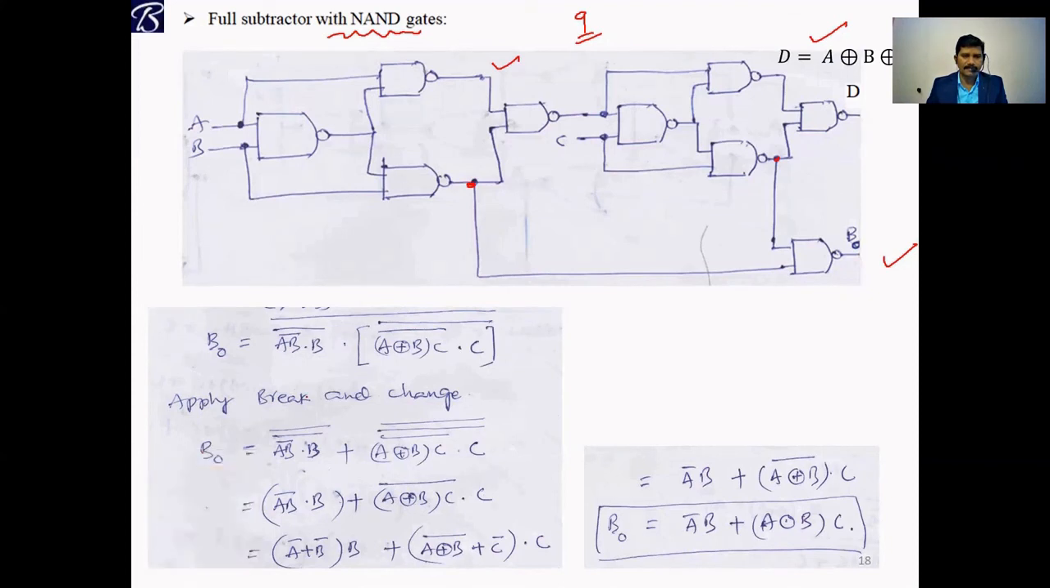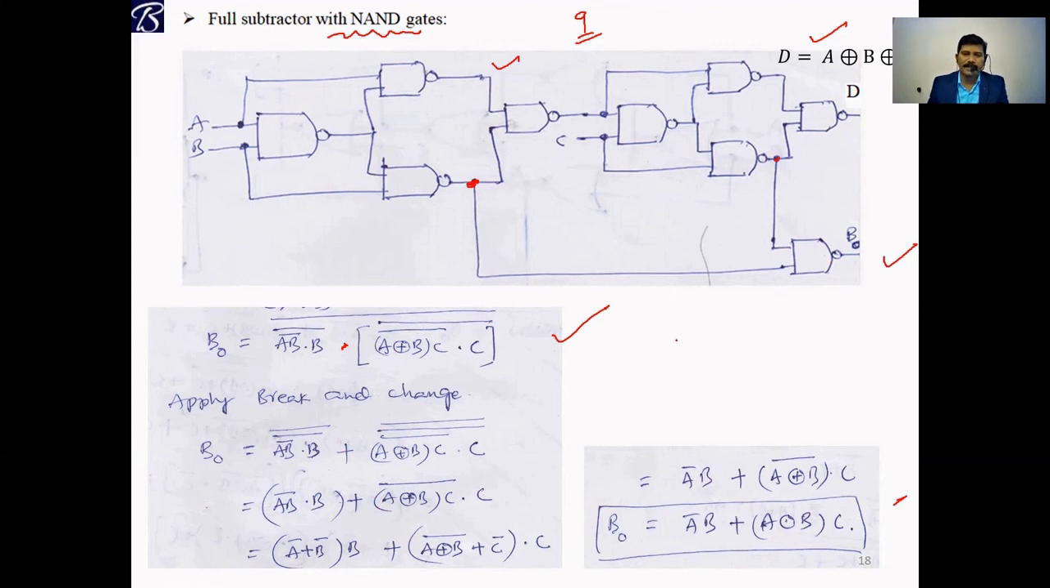Let us see. If you take this point and this point into a NAND gate, this is the NAND gate operation, right? And going on applying De Morgan's theorem, you will get A bar B plus A XNOR B into C. Okay, please note this down by pausing the video.